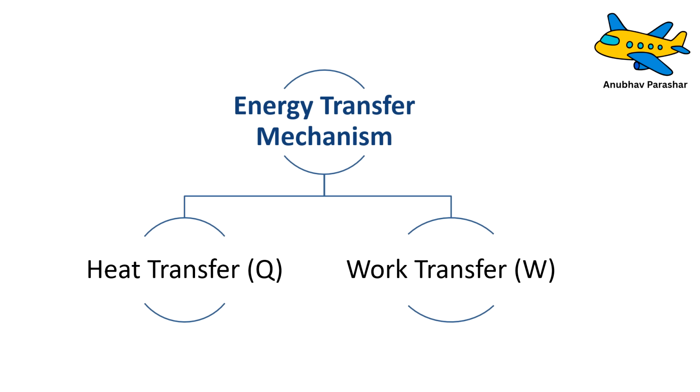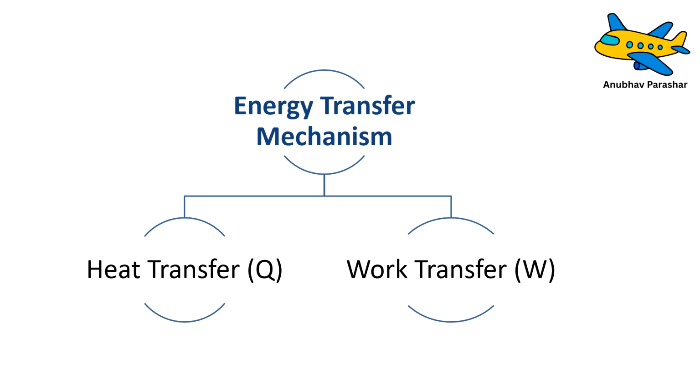Now we have seen that energy is basically the total energy, which is macroscopic plus microscopic, or the internal energy, which is the microscopic part. This is the energy stored in a system. But in thermodynamics, we have to figure out how this energy is being transferred from one system to another, or from the system to the surroundings. There are two methods by which energy can be transferred, and they are heat transfer and work transfer.